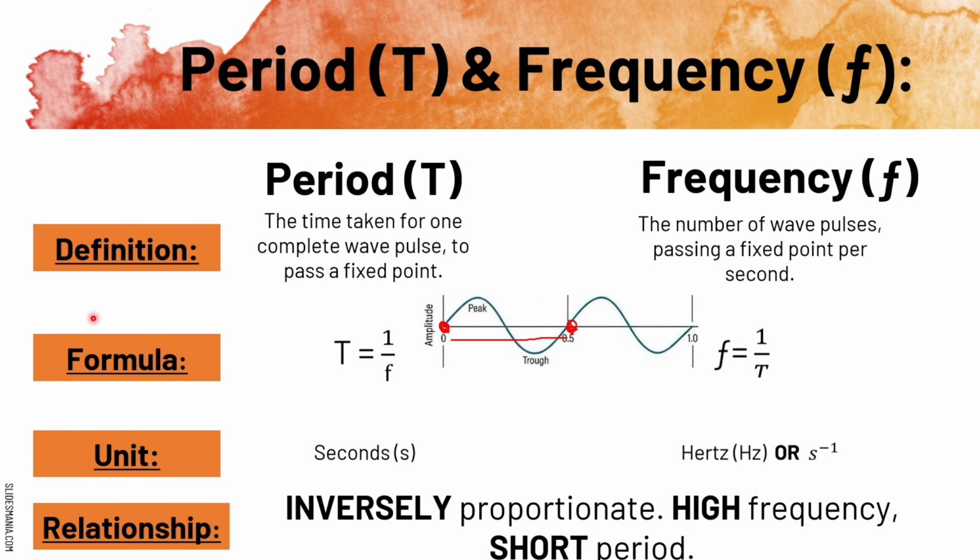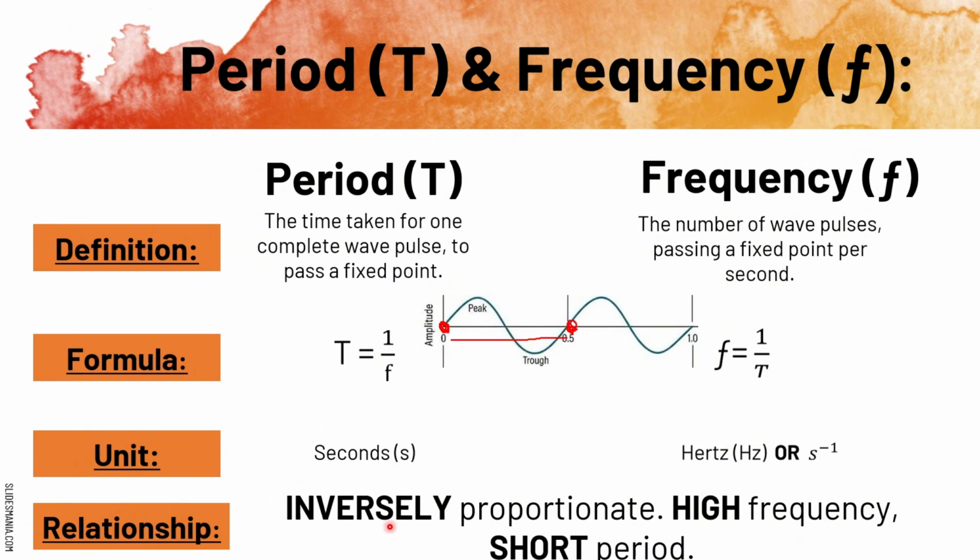So what is the formula on how to calculate the period? Period is equal to 1 over the frequency, while frequency is equal to 1 over the period. The measuring unit for period is always seconds, while frequency is always measured in hertz. Now let's look at what is the relationship between period and frequency. They always have an inversely proportionate relationship.